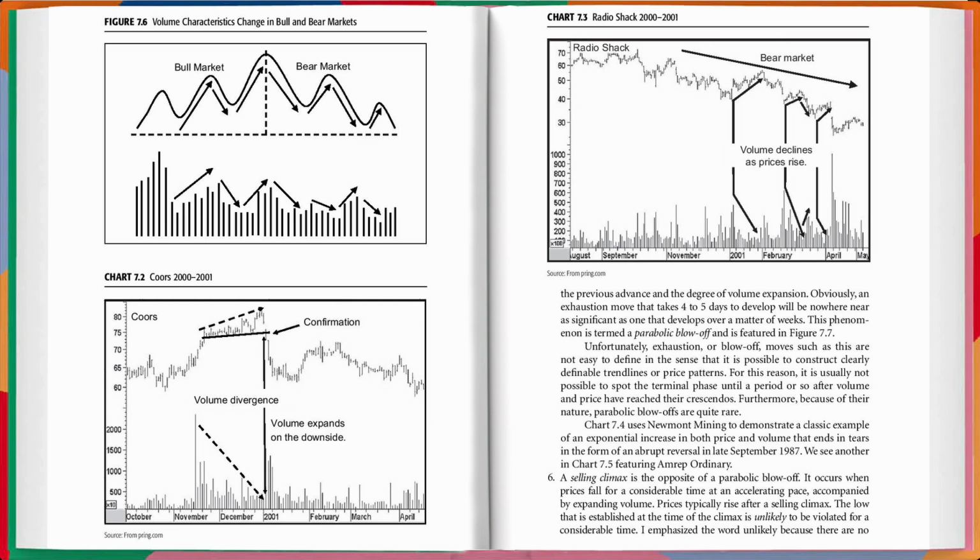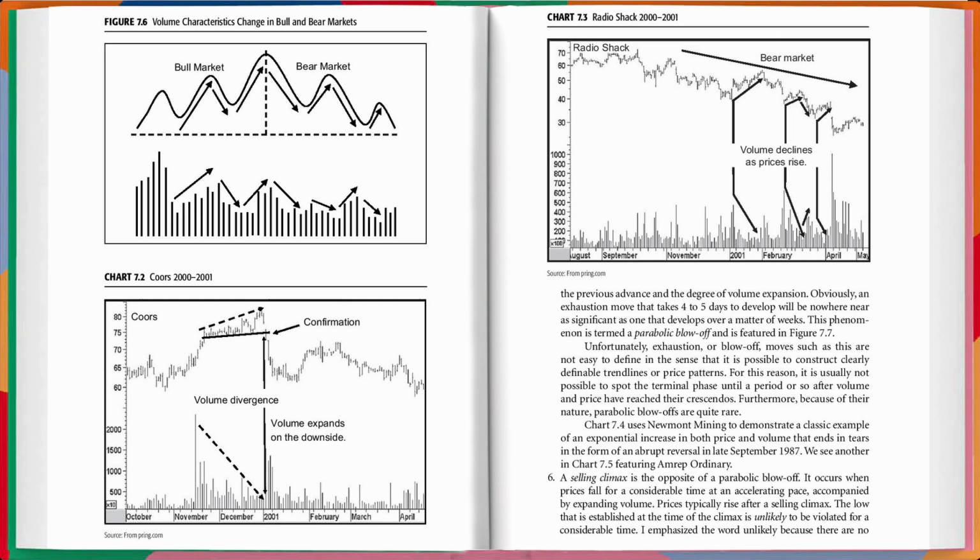Chart 7.4 uses Newmont Mining to demonstrate a classic example of an exponential increase in both price and volume that ends in tears in the form of an abrupt reversal in late September 1987. We see another in Chart 7.5 featuring AMREP Ordinary.